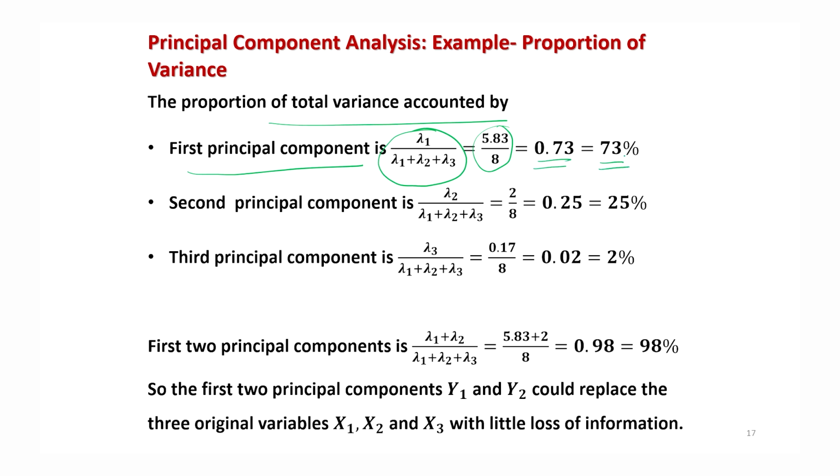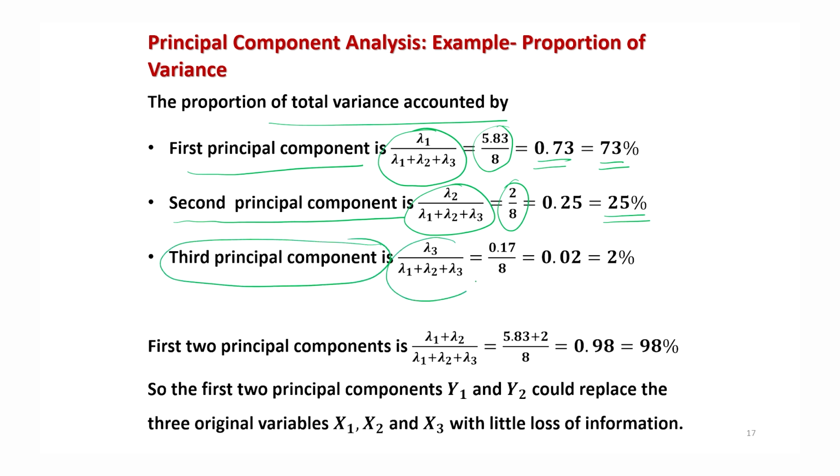Similarly, the proportion of total variance accounted by the second principal component is lambda 2 upon lambda 1 plus lambda 2 plus lambda 3, which is 2 upon 8, which is equivalent to 25%. And similarly, the proportion of total variance accounted by the third principal component is lambda 3 divided by lambda 1 plus lambda 2 plus lambda 3, which is 0.17 upon 8, which is equivalent to 2%.